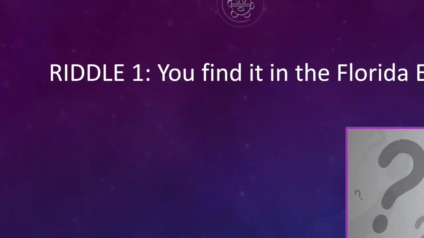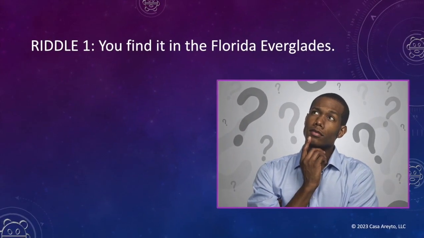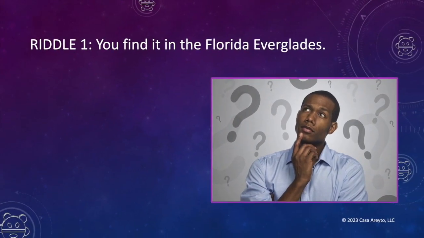Now, let's do an exercise to see if you remember these words in Taíno. I'm going to give you a riddle that we're going to try to solve by answering it with the correct Taíno word. Now, let's get started. Let's read our first riddle. You find it in the Florida Everglades. Now let's take a look at our options. Is it Guacara, Abo, or Itabo?